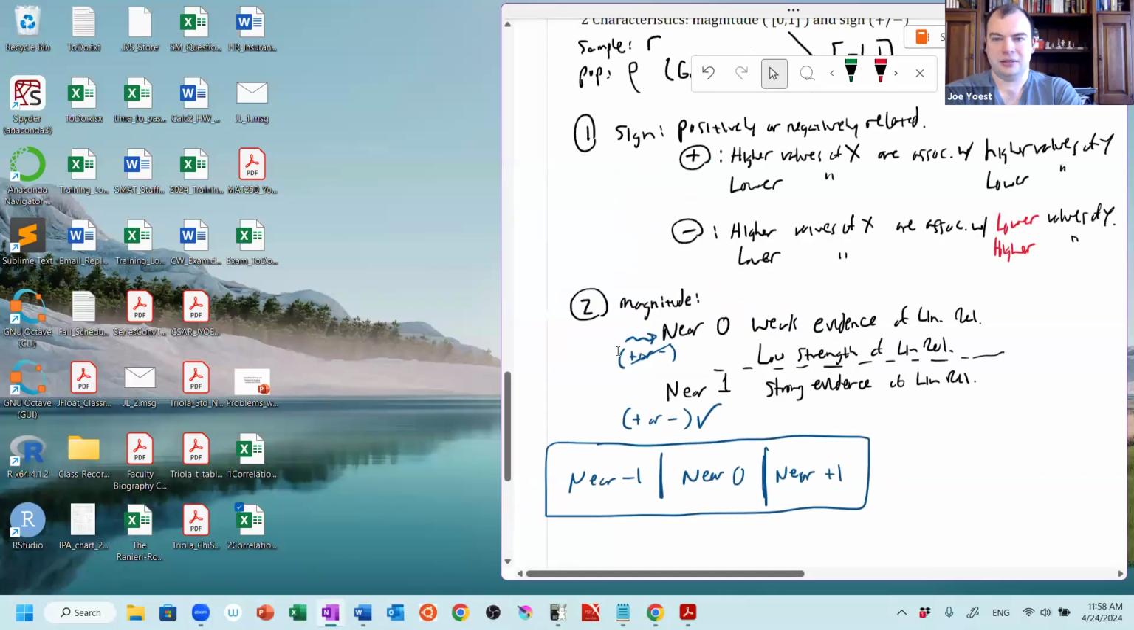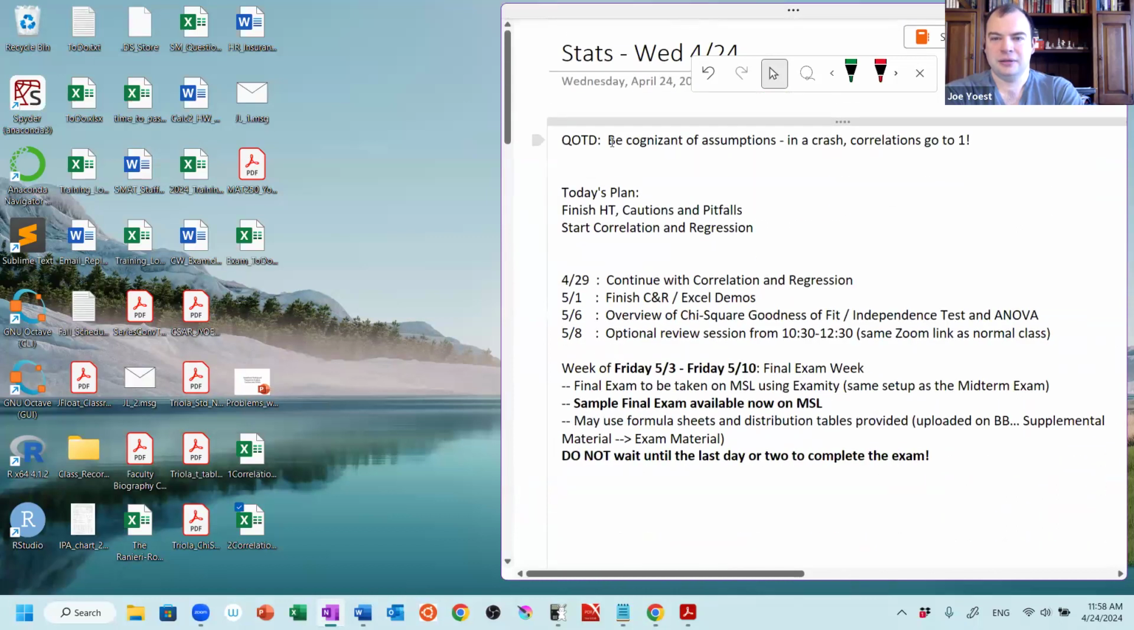And the quote of the day today, which I forgot to mention, is be cognizant of assumptions. In a crash, correlations go to 1. So this is kind of a quote that I like to say. There's this idea of diversifying your assets. Like when you buy a stock portfolio, we want to buy a whole bunch of different stocks so that you don't put all your eggs in one basket.